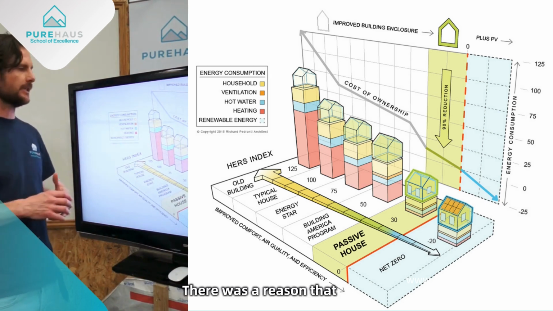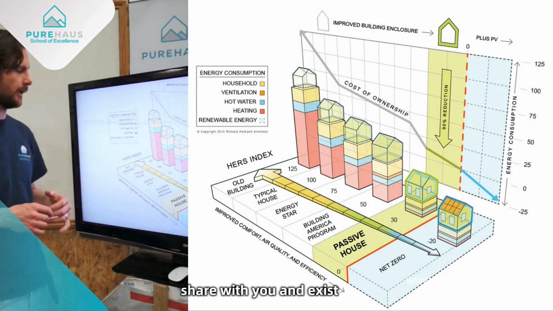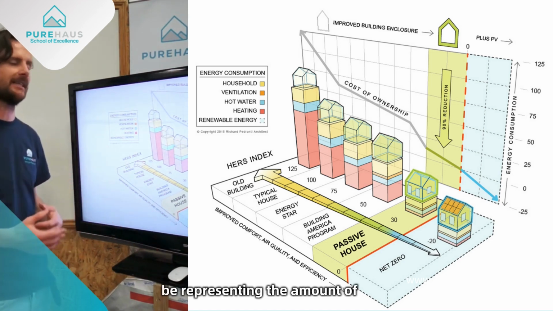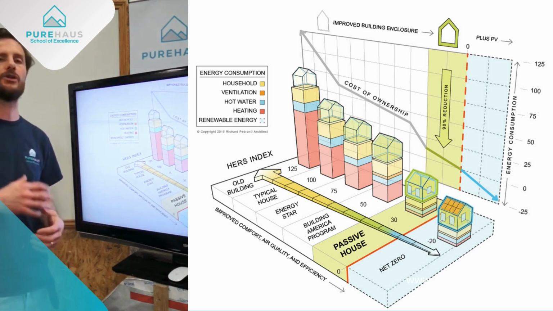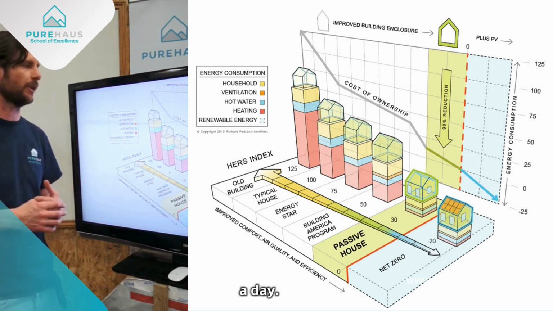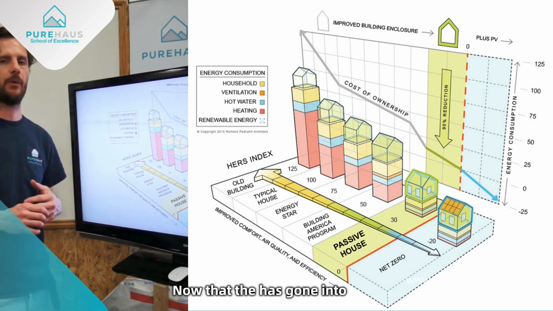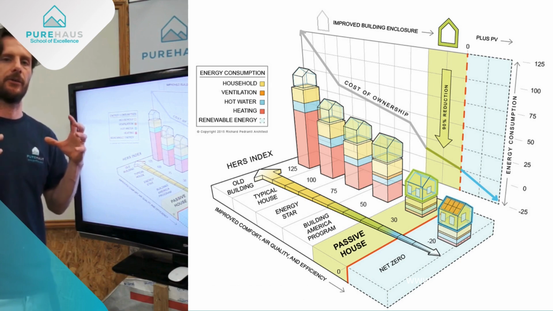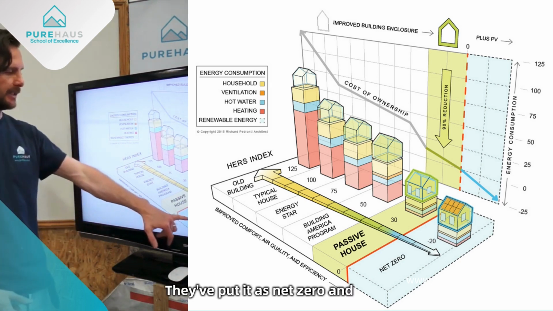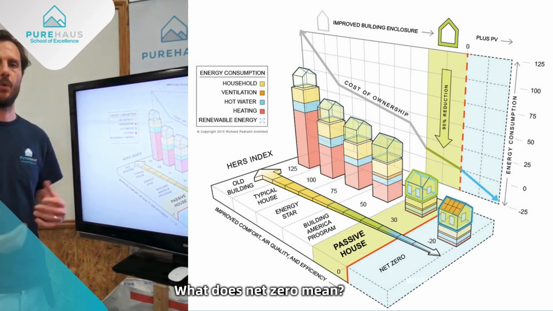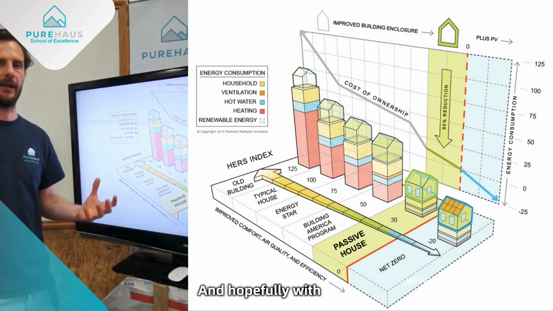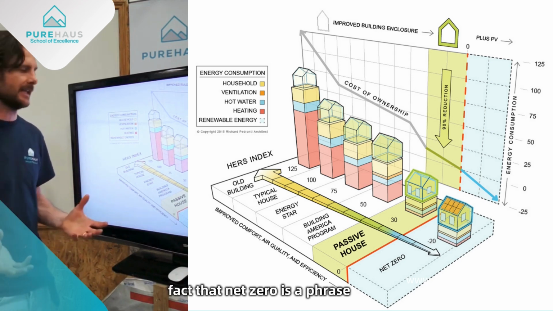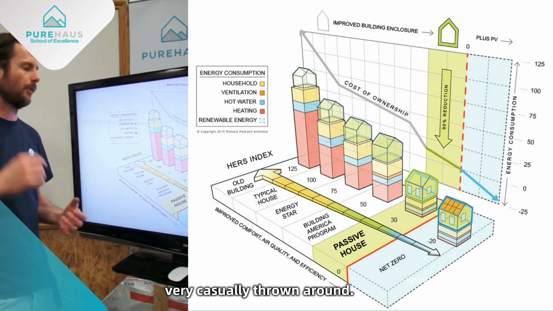Okay, and there was a reason that I actually picked this particular image that I wanted to share with you, and it's this description. So below this is line 0, and this line 0 must be representing the amount of energy that a house needs for occupancy to live on a day-to-day. We're not talking about the energy now that has gone into the brick and building the building. We're talking about the energy that we use on a daily basis. They've put it as net zero. And my question is, what does net zero mean? And hopefully, with this course, and particularly today, we're going to try and debunk the fact that net zero is a phrase very casually thrown around.